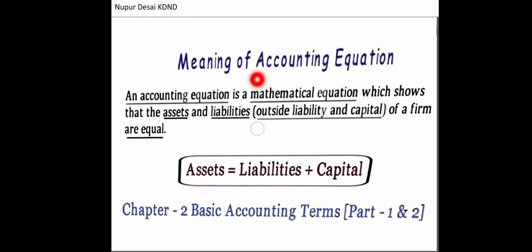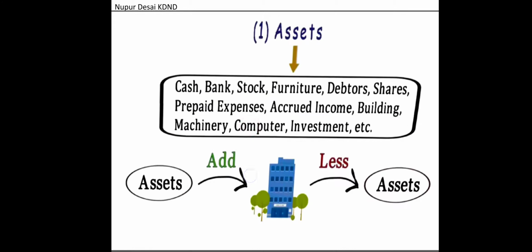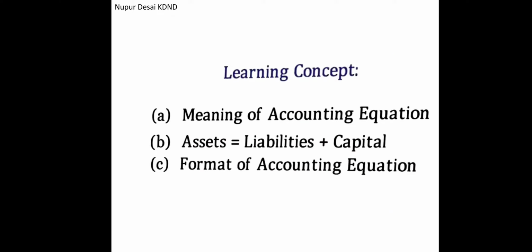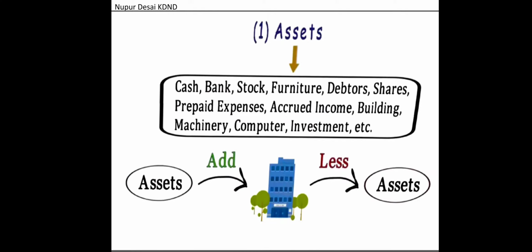First, we will understand the meaning of the accounting equation. An accounting equation is a mathematical equation which shows that assets and liabilities are always equal for any firm. Now, liabilities include outside liabilities and capital. Capital means the owner's investment, whatever is there in the business. Therefore, asset is always equal to capital plus liabilities.